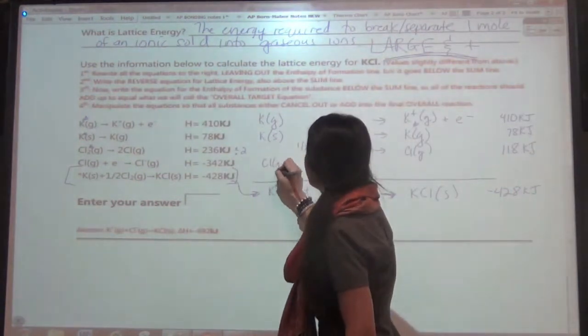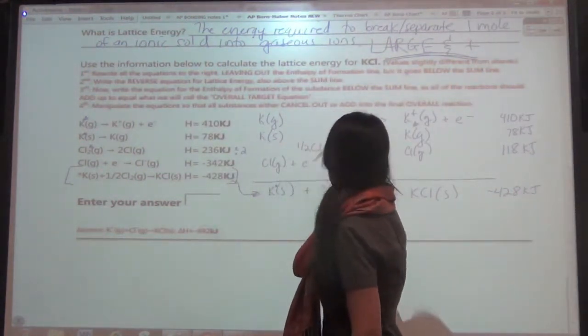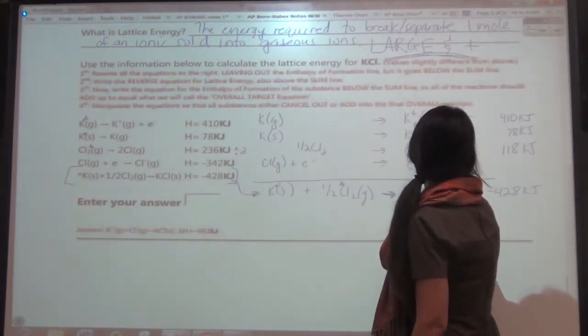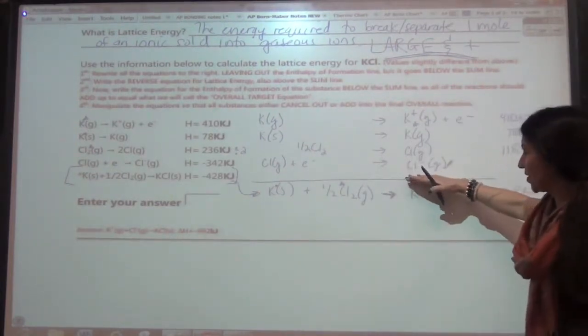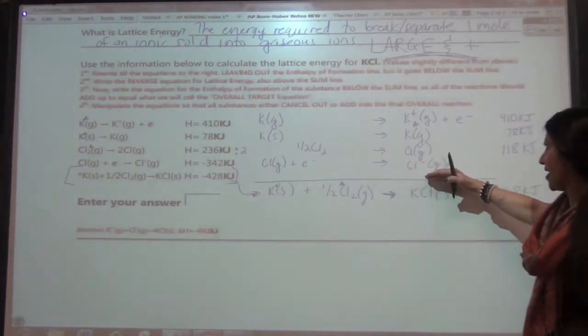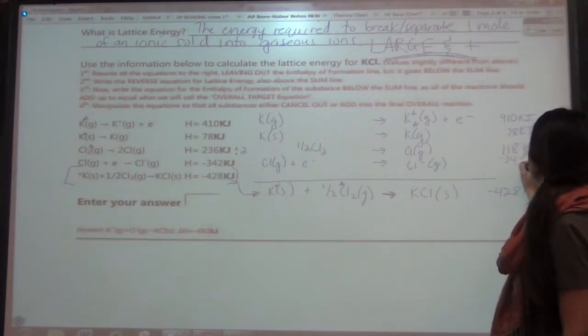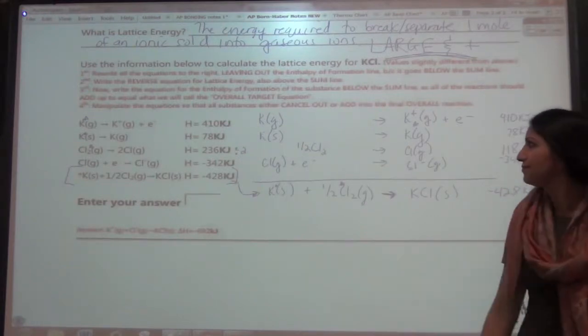So I'm going to write Cl gas plus electron, then my arrow over here, Cl minus gas. And hopefully you have a little bit of space. I have a tiny bit of space for that last line. And this one we said stays the same, negative 342 kilojoules.